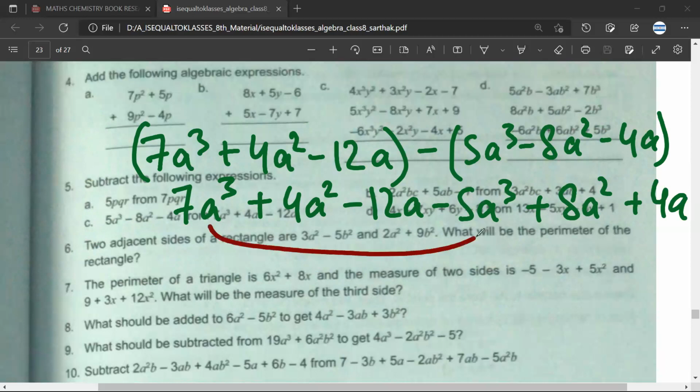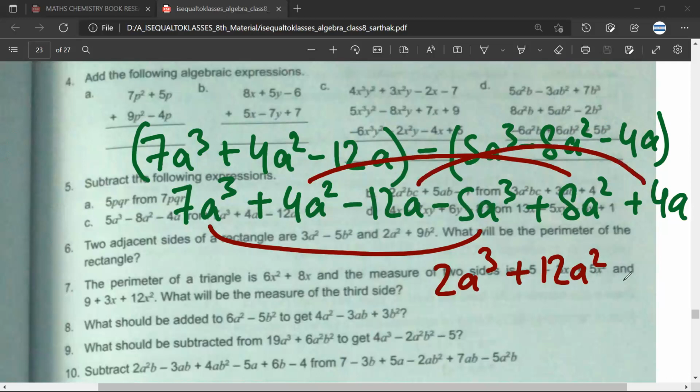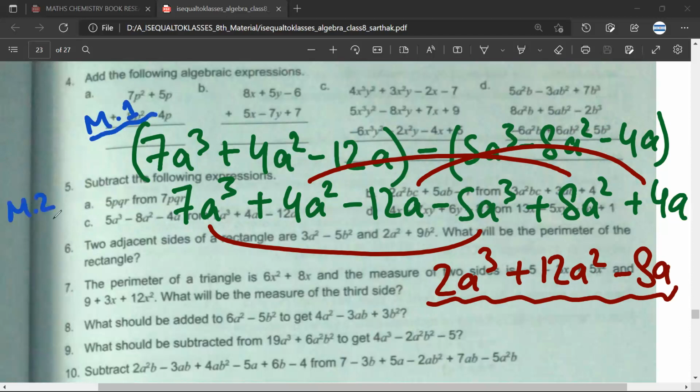So 7a cube minus 5a cube would be 2a cube. 4a square plus 8a square would be 12a square. Minus 12a plus 4a would be minus 8a. Sarthak, is it correct? Yes, sir. See, this is method 1. And method 2, you are subtracting this from this. So this has to be written first. So 7a cube plus 4a square minus 12a.